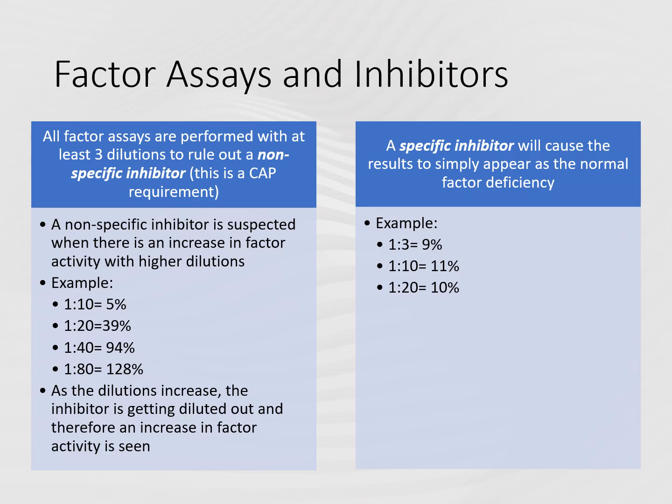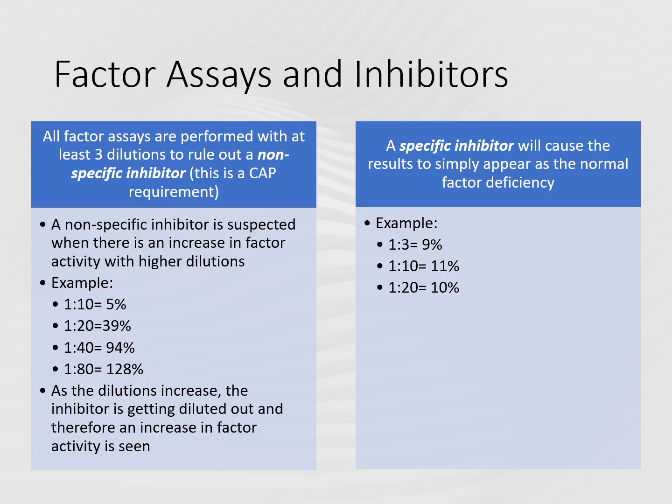Here we see a lower activity at a lower dilution and then an increased activity at a higher dilution. The reason for that is as these dilutions increase, the inhibitor is actually getting diluted out, allowing the factor to become uninhibited and therefore increase the activity. And so that's why we're seeing an increased activity. Now, remember, non-specific inhibitors affect more than one factor.